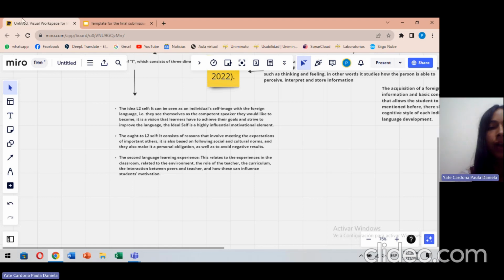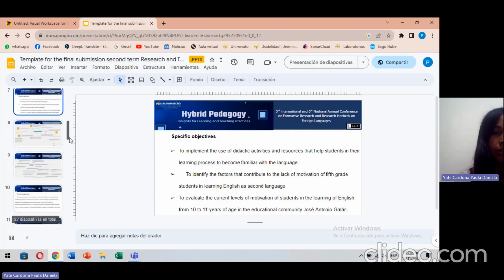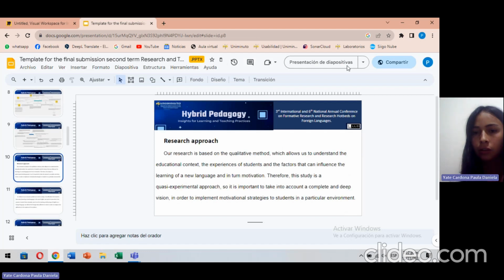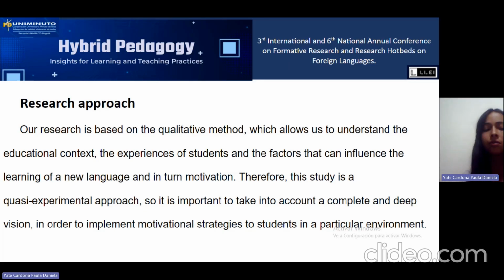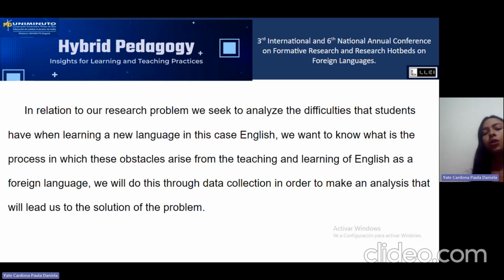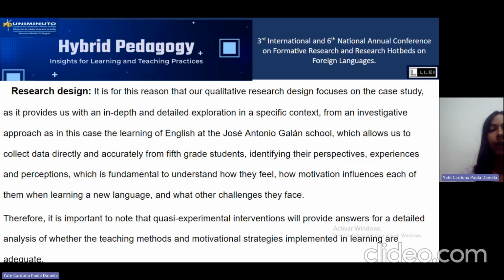Okay, now I'm going to show you my research approach. We use a qualitative approach to understand the factors that influence new language learning and learning motivation. Okay, this is the relationship of the research approach to the whole study problem. And in this one, the whole research design is focused on a case study. It provides us the opportunity to collect the data and identify their perspectives, experiences, and perceptions.